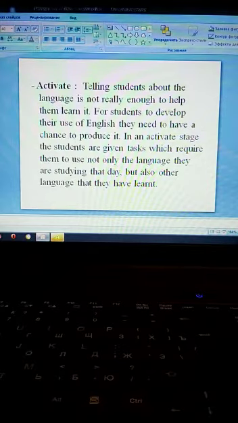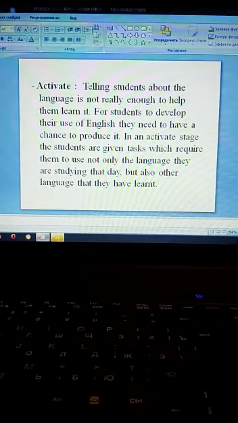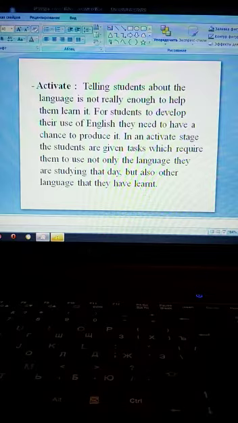And the last one, activate. Telling students about the language is not really enough to help them learn it. For students to develop their use of English, they need to have a chance to produce it. In an activate stage, the students are given tasks which require them to use not only the language they are studying that day, but also other language that they have learned before.